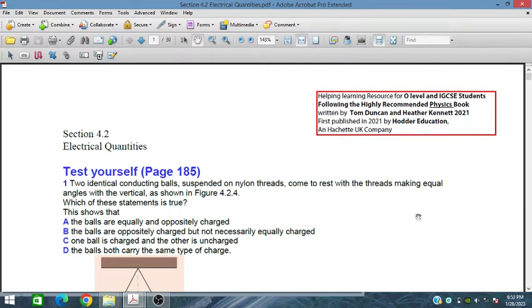Bismillahirrahmanirrahim. In this session, we will discuss electrical quantities from the Tom Deacon and Heather Kennett book of 2021. This book is highly recommended for physics, published by Hodder Education, which is very popular in the O level and IGCSE community. It is highly recommended from the examination point of view of O level and IGCSE, so that's why we are following it.